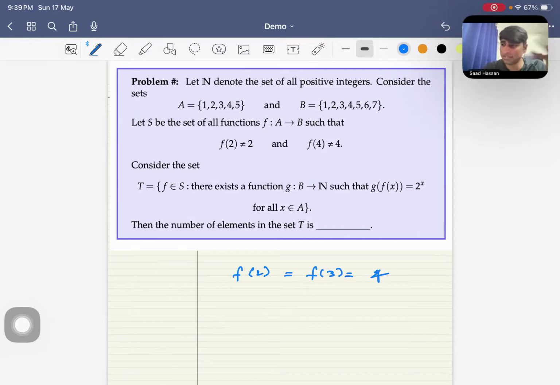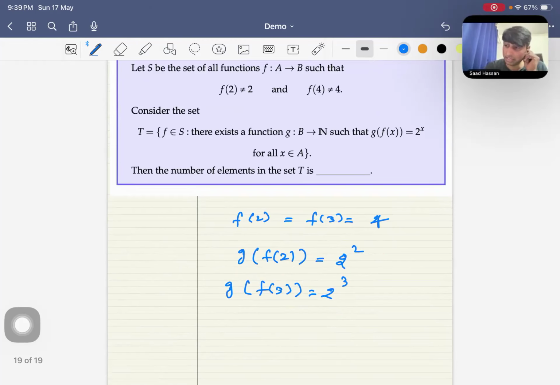Why? Because say that f of 2 is also 4 and f of 3 is also 4, then g of f of 2 is in fact 2 to the 2, and g of f of 3 is in fact 2 to the 3. And since f of 2 and f of 3 are 4, this will give you a contradiction: g of 4 is 2 square and g of 4 is 2 cube. So that can't be true, which essentially tells you that f is 1, 1. And that's all that is required.